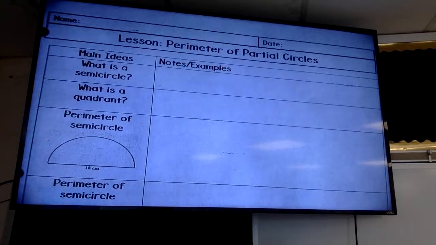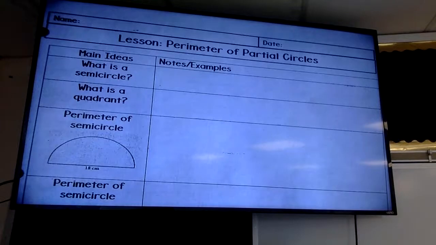This is your lesson on how to find the perimeter of partial circles. So yesterday, let's review. You did a little bit of learning how to find the circumference of a circle. Remember, circumference is just a fancy word for perimeter. A circle is a special shape. It's not a polygon because it has curved sides, so it gets its own special name for its perimeter called its circumference. Today, we're going to find the perimeter of partial circles.